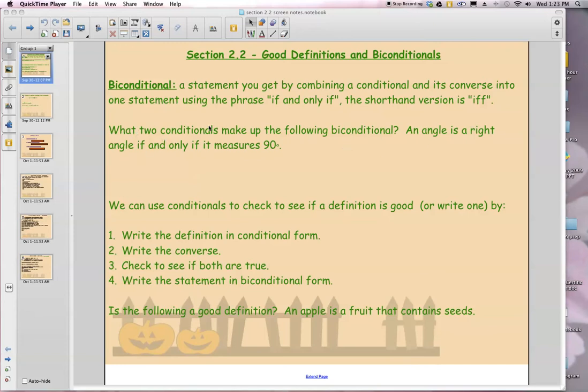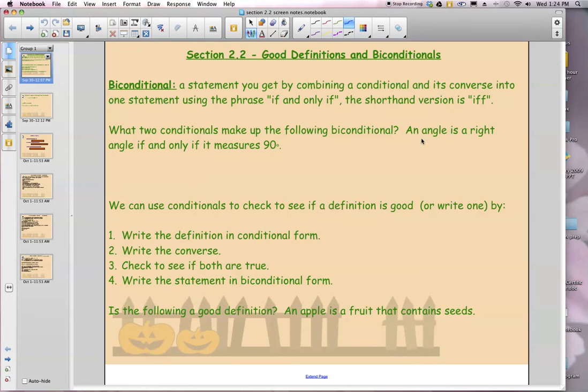So let's talk about how we take conditionals and turn them into biconditionals. Here is a biconditional that says an angle is a right angle if and only if it measures 90 degrees. The first thing that we need to do is discuss what's our subject. What part of that sentence are we talking about? The answer would be that it's an angle. The angle is our subject.